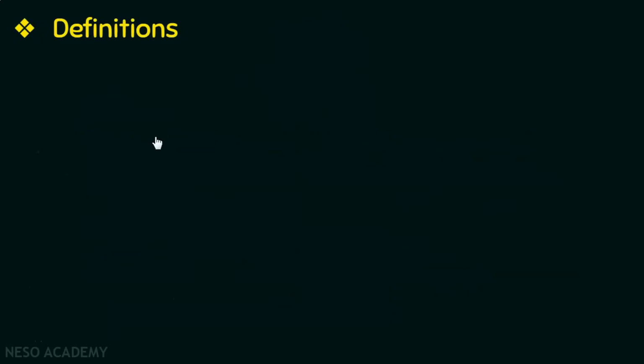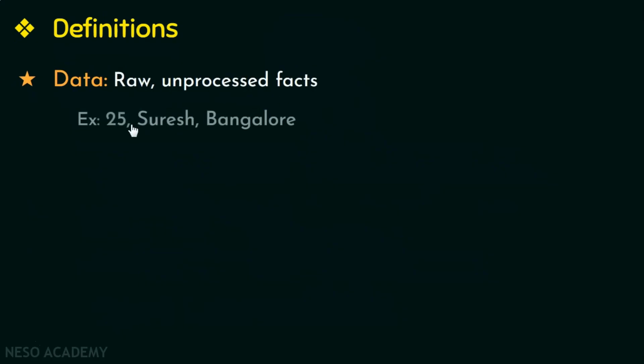So as we discussed, first we'll be looking into the basic definitions in relation to DBMS. The first one is data. Data is any raw facts or unprocessed facts that you can record. Like for example, any numbers, name of a person, name of a place, any kind of text, images, audio, video, etc. All these are called data.